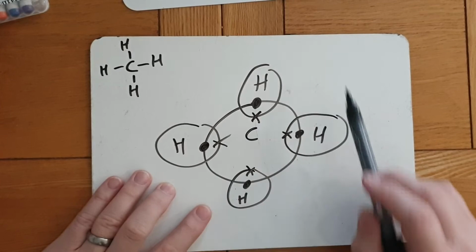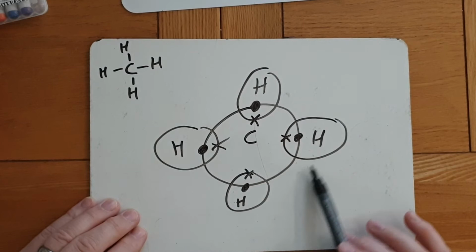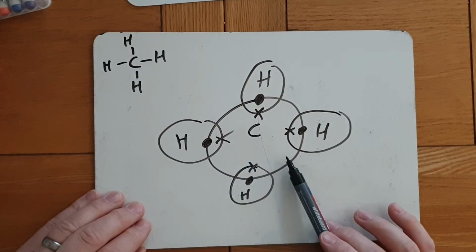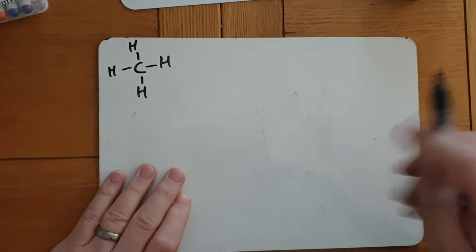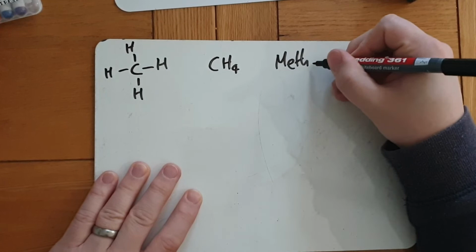This drawing is just a different way of drawing this. So you've come across this a lot. This one, not so much. This is just a faster, more simplified way of drawing this. So the formula for that is CH4, and it is called methane.